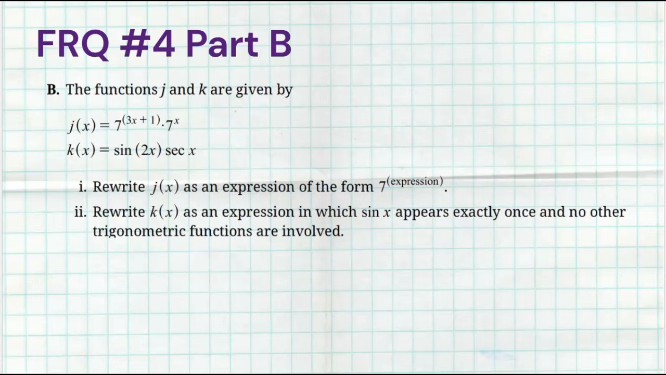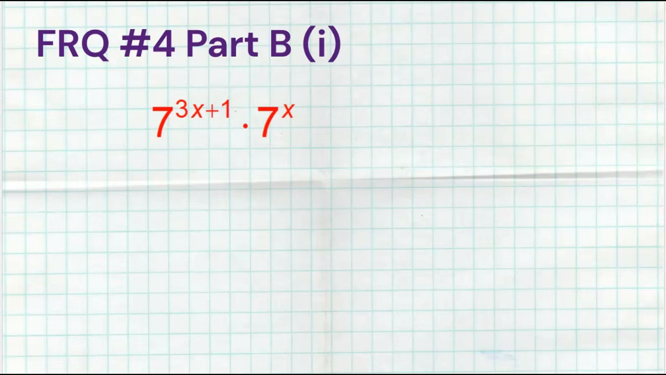So they give us 2 functions, j of x and k of x. J of x is an exponential function that they want us to rewrite so that it has a single base of 7 and one expression in the exponent. And then for k of x, we want to rewrite it so that only sine of x appears once and no other trigonometric functions. All right, let's start off with single I, and we're going to reduce j of x.